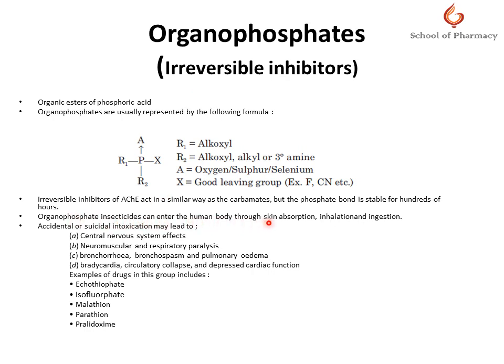Organophosphate insecticides can enter the human body through skin absorption, inhalation, and ingestion. If accidentally overdosed, or taken, since they are used basically as insecticides, they cause suicidal intoxication, which may lead to central nervous system disorders, neuromuscular and respiratory paralysis, bronchorrhea, bronchospasm, pulmonary edema, bradycardia, circulatory collapse, and cardiac depression. Some examples of organophosphates are echothiopate, isoflurophate, malathion, parathion, and pralidoxime. An important point is that pralidoxime, rather than an inhibitor, is a reactivator of these irreversible organophosphate inhibitors. We'll discuss them.